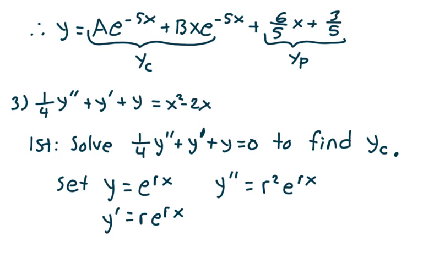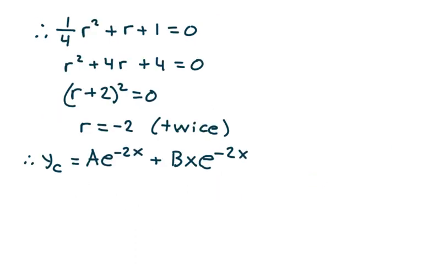So I'm going to set y equal to e to the rx. Y prime is re to the rx, and y double prime is r squared e to the rx. Now, just like in the first two examples, remember e to the rx is never 0. So when I make my substitution and divide through by e to the rx, I get 1/4 r squared plus r plus 1 equals 0.